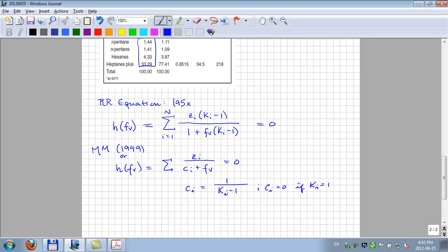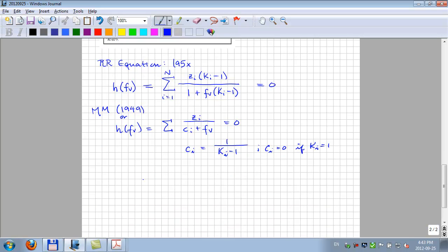Okay? And we have to remember that the f of v that we want is going to lie between f of v max, which was 1 over 1 minus k minimum, and it should be greater than f v min, which was equal to 1 over 1 minus k max.